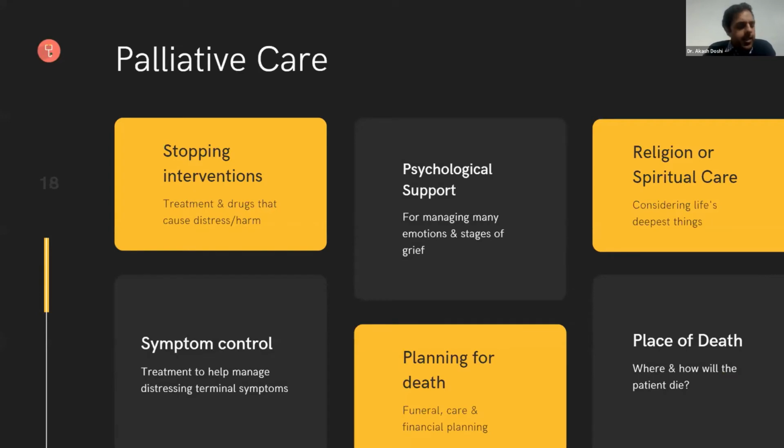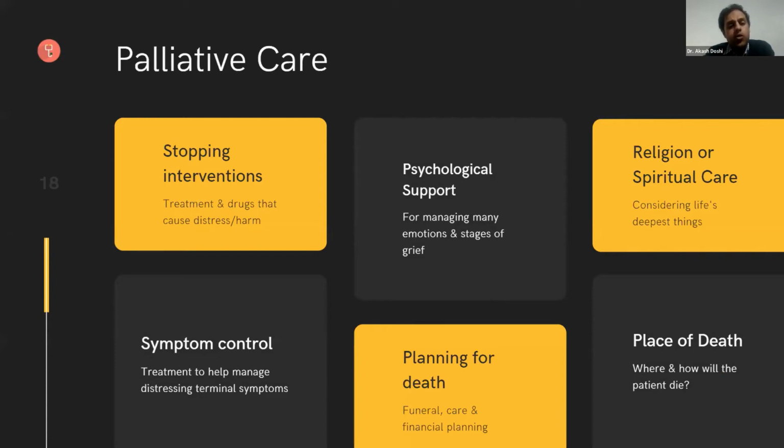So these are the pillars that we think about when we talk about palliative care. We talk about stopping interventions which are not useful for the patients because they're going to cause distress and harm. We talk about symptom control. There's lots of symptoms which exist when a patient is dying, and we need to think about treatments that will help with each of those.